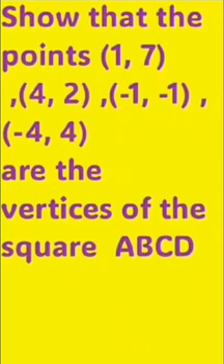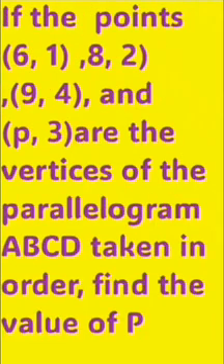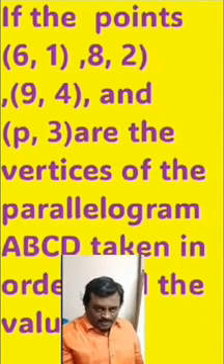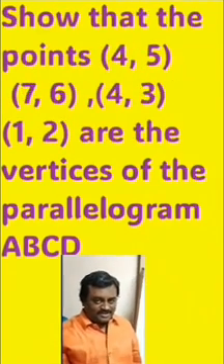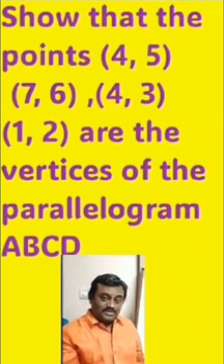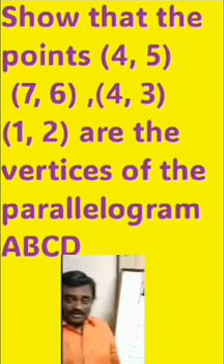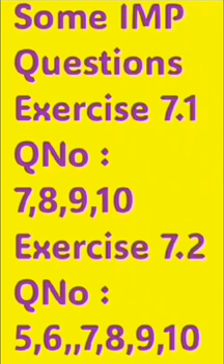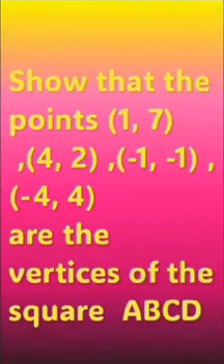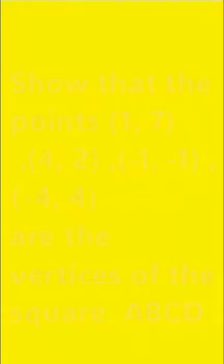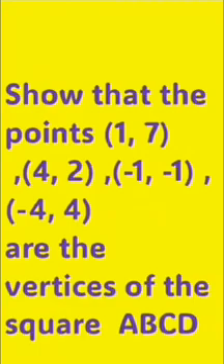Show that the points form a square or parallelogram or equilateral triangle, like this. Very important question. Anyone may ask. Some 3 or 4 points are given. We have to prove that those points form a particular figure. In case 3 points are given, we have to prove an equilateral triangle. In case 4 points are given, we have to prove either a square or rectangle or parallelogram, depending on the question.